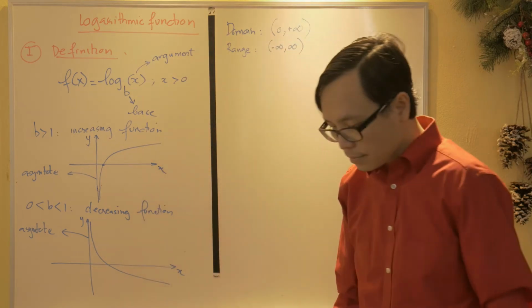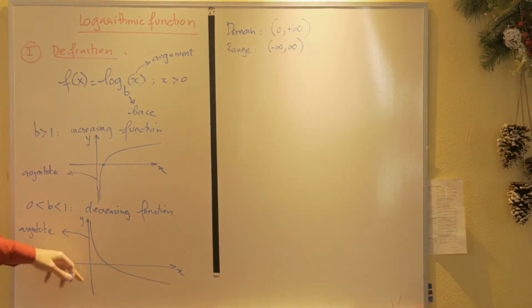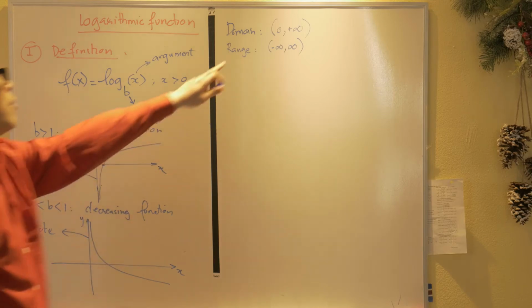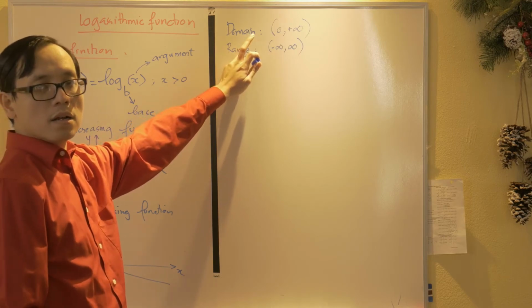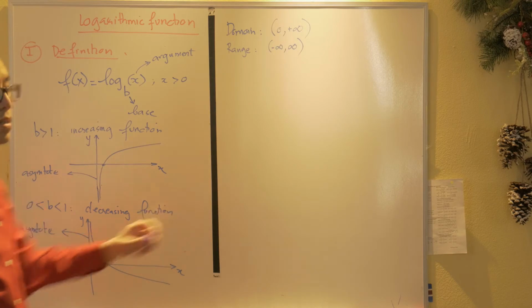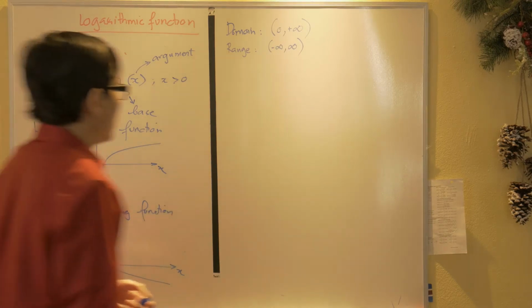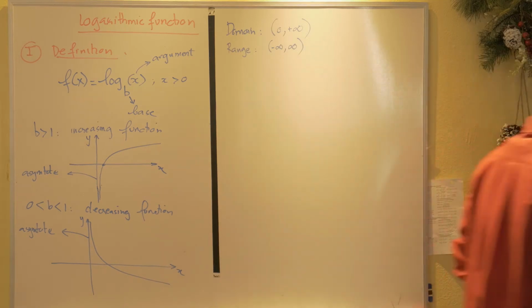Okay. However, as I already told you, if the vertical asymptote is not the y-axis anymore, for example, if it moves to the left or to the right, then the domain will be different. However, the range will be the same. Okay, I can give you an example.